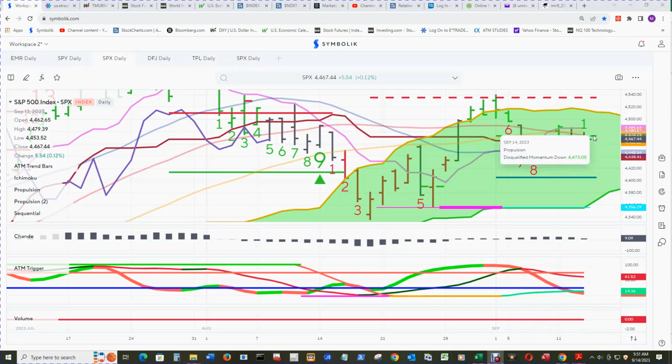The 50% disqualified momentum down did not become qualified and confirmed. It blew it right off the bat because the close on the 12th was 4461.90, and then the open on the 13th was 4462.65. So that ended that right then and there. It has another chance today to start the process over by becoming qualified with a close under 4467.44 for end of day on the 14th.